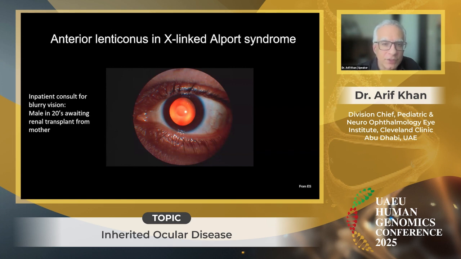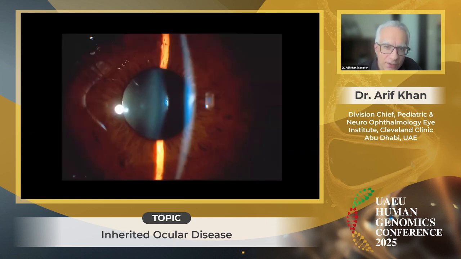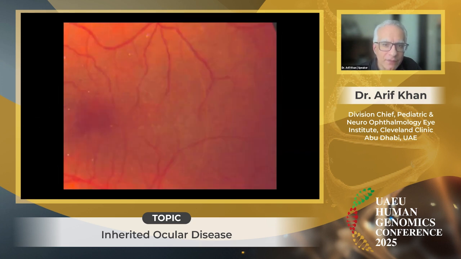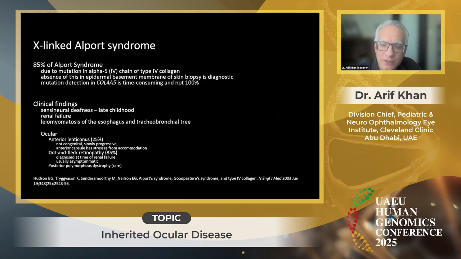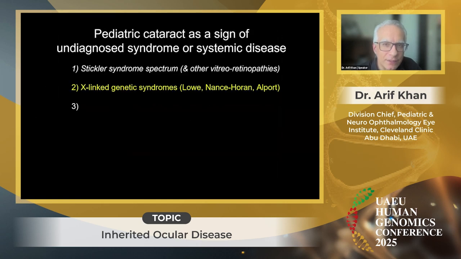And this was all confirmed genetically. Here's the anterior lenticonus here, bulging. Again, the power of ophthalmic phenotyping in helping to make a diagnosis that had not been made previously.